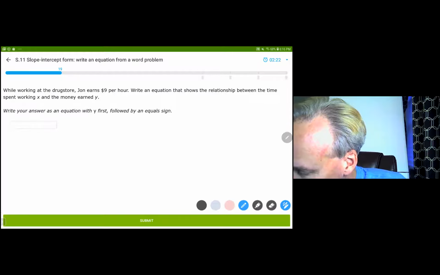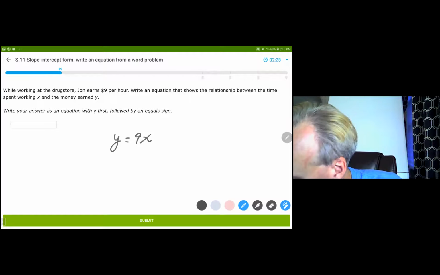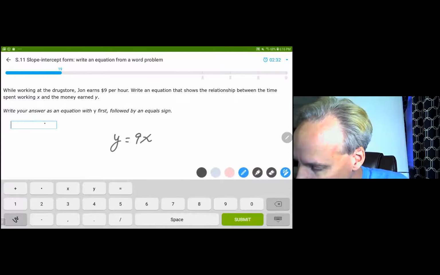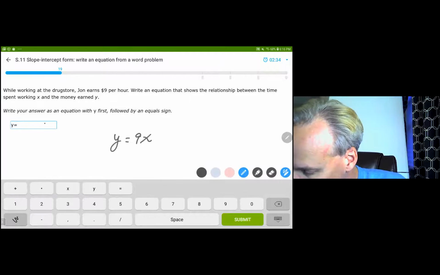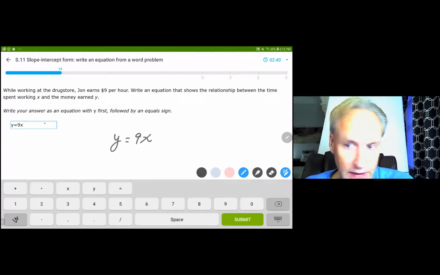Okay, John earns $9 an hour. And of course, hopefully you know that by now. This is Y equals 9x. And there's no starting point. So it's just Y equals 9x. Sometimes we say that Y varies directly with X. That's another way to say the same thing.